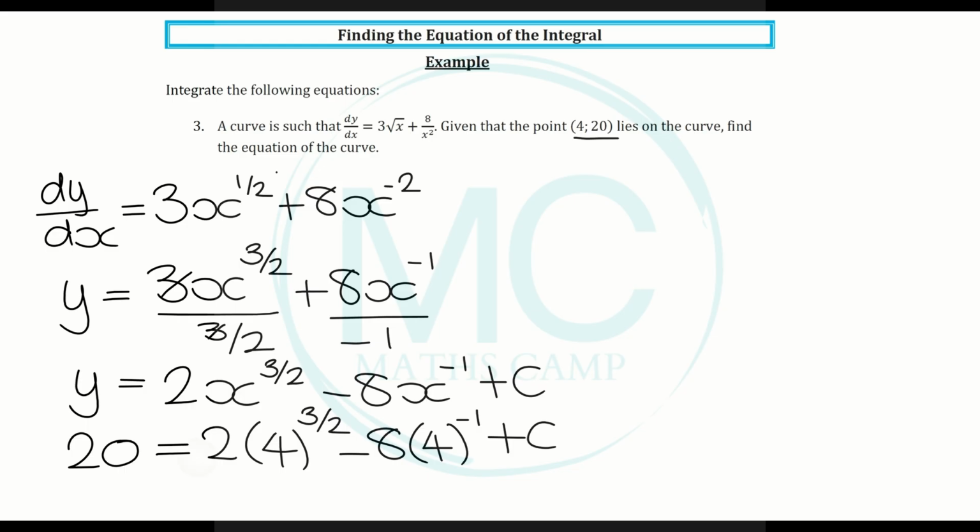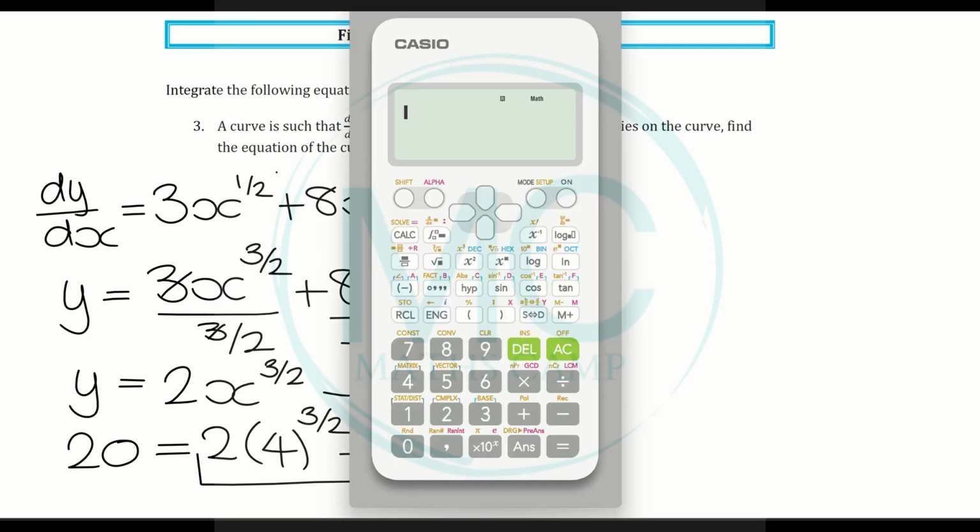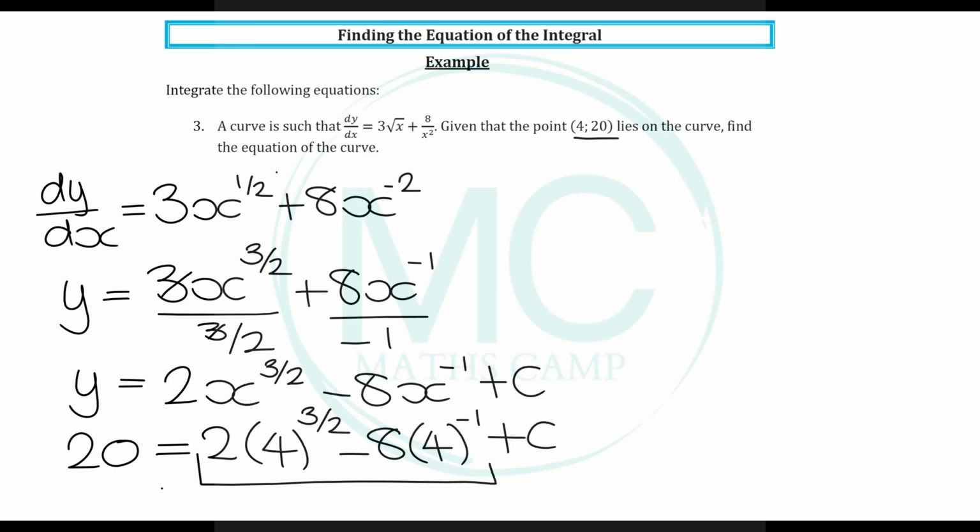To make it easier, I'm going to put these values into my calculator. I have 2 multiplied by 4 with an exponent of 3 over 2 minus 8 multiplied by 4 with an exponent of negative 1 is equal to 14. So now my equation becomes 20 is equal to 14 plus c. Subtract 14 from both sides, and I see that 6 is equal to c.